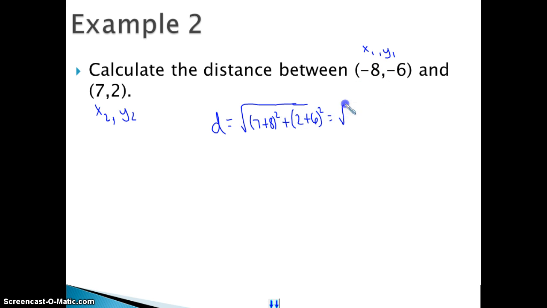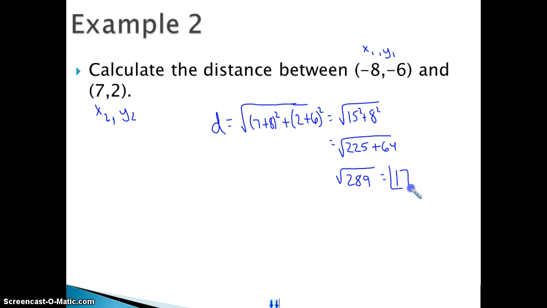So what I end up getting with 7 and 8 together is 15. 2 and 6, I get 8. And when I add these up, 15 squared is going to give me 225. And 8 squared is going to give me 64. Putting it all together, I get the square root of 289, which turns out is 17.